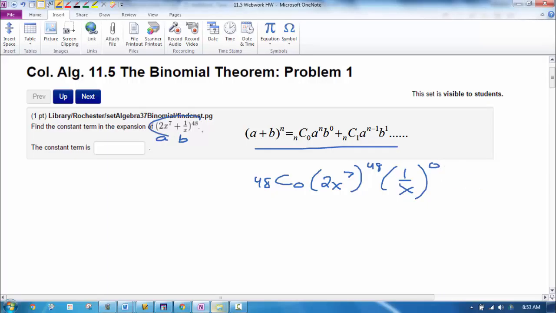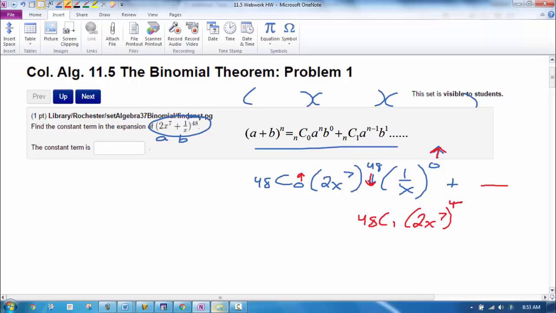Now what you do moving forward to expand this, because obviously you don't want to actually do this to the 48th power, you'd have to write this out 48 times and that would take you months. So we just follow the binomial theorem, which says that we lower this exponent by 1 for the next term, raise this one by 1, and here I'll do this in a different color, lower that one, raise this one, and raise that number by 1 each time. That's the pattern. So the next term is going to be 48C1, 2x to the 7th raised to the 47th power, and then 1 over x raised to the 1st power, and you follow that pattern.